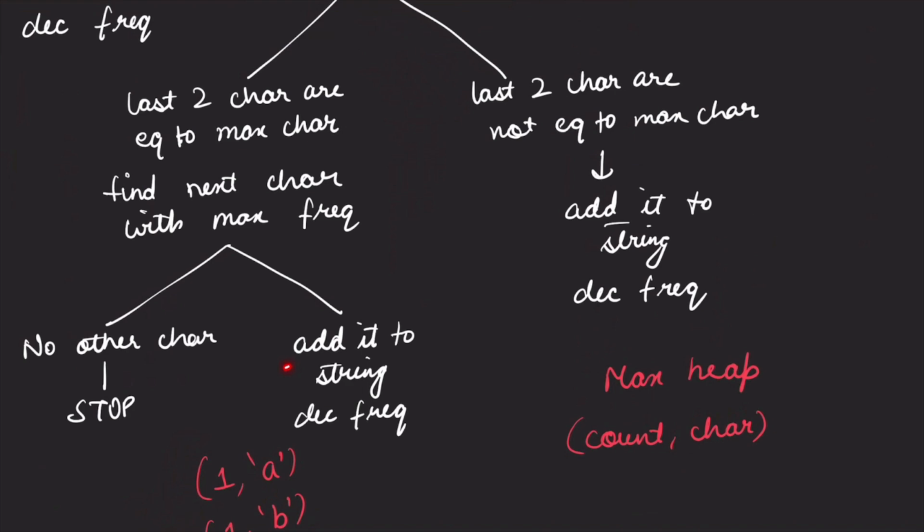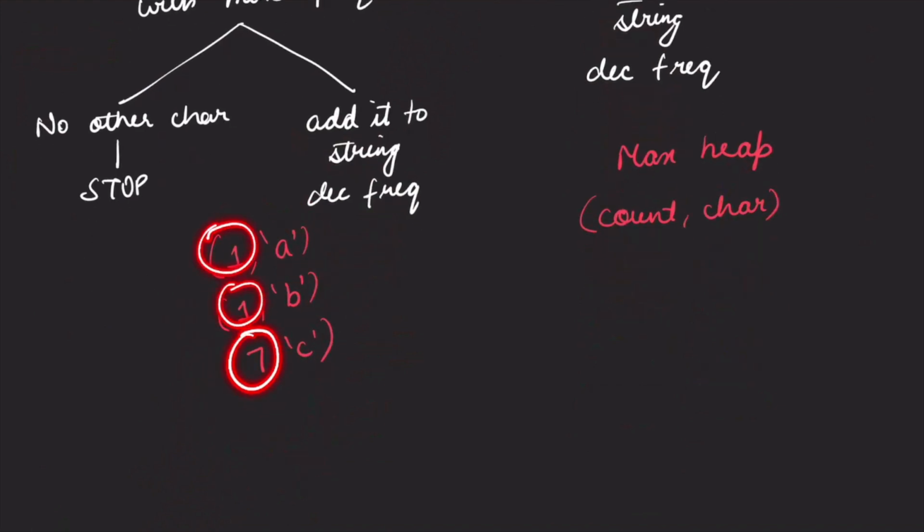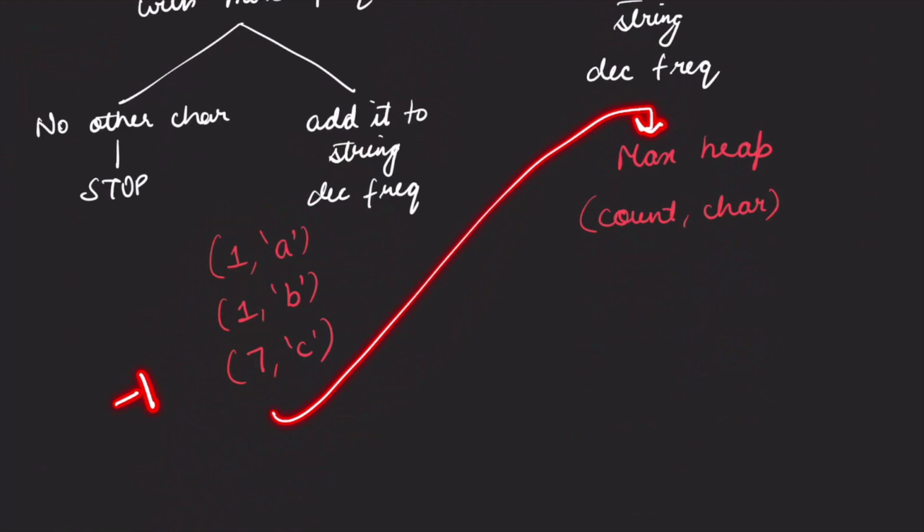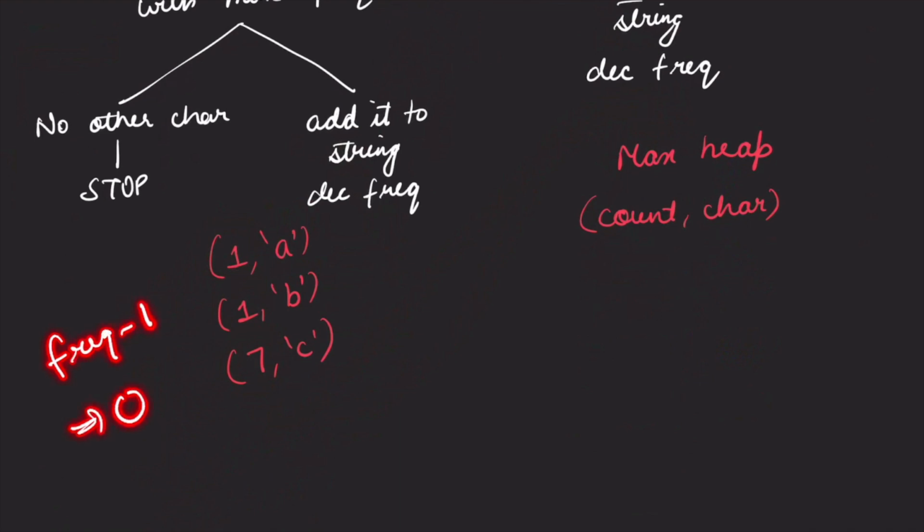Then whenever you are adding any character to your string and you are decreasing its frequency, whatever the frequency was earlier, you will decrease it by 1, and then you will push it inside your max heap again, only if the count is greater than 0, right? Because if after doing frequency minus 1 the count becomes 0, then that means we cannot use that character further. So in that case we won't be pushing it in our max heap. So if the frequency minus 1 is greater than 0, only then we will push it in our max heap.